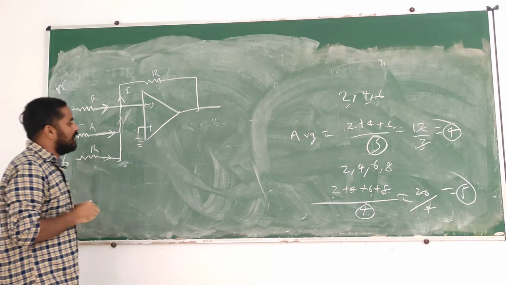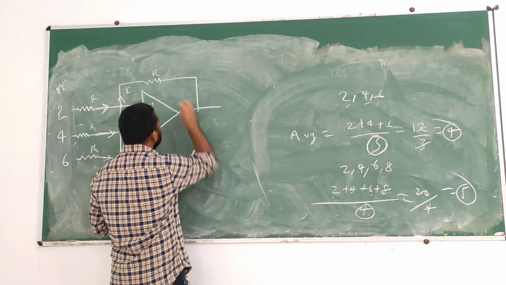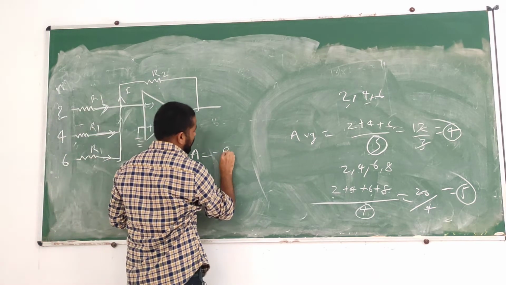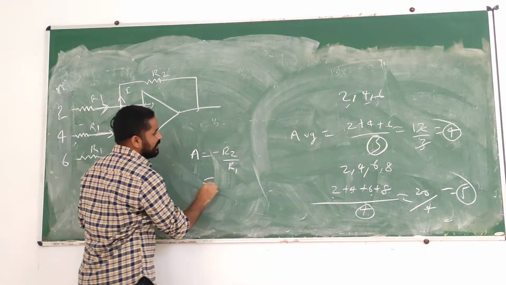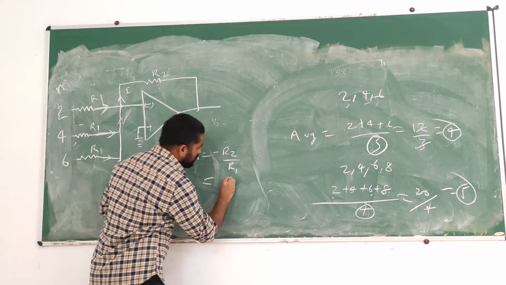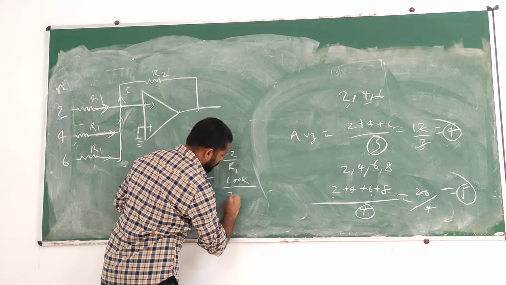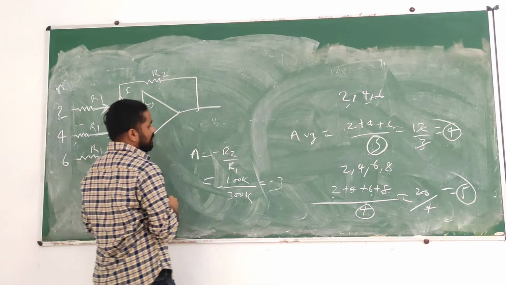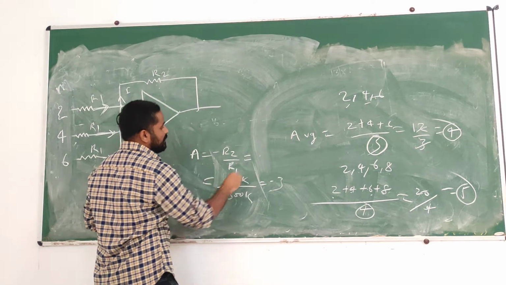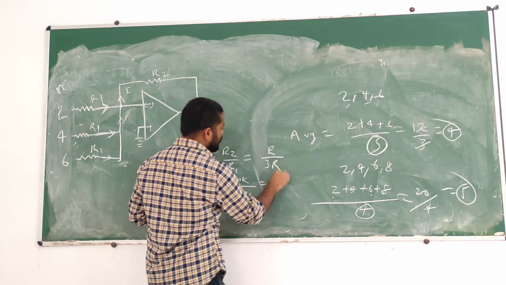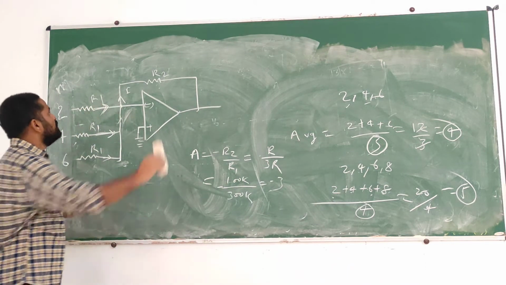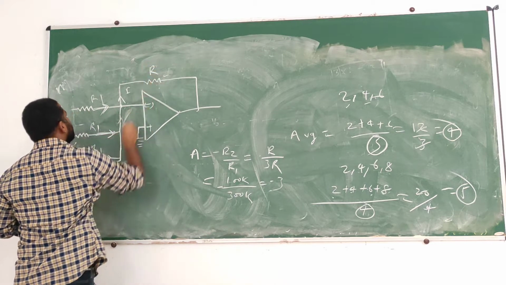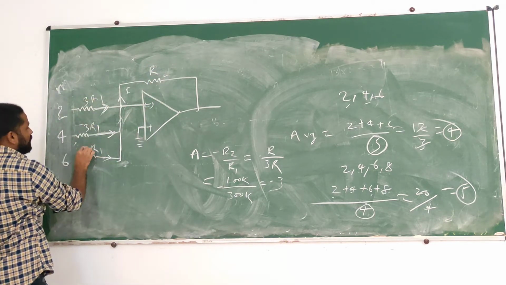Then we have learned the gain is equal to R2 by R1. This is your minus R2 by R1. Now if you need the gain of 1 by 3, what you need to do? Just put 100k and 300k. Then you will get the gain of minus 3. Then in terms of R, if you are keeping R1 as R, then R2 must be 3R, 3R, 3R.